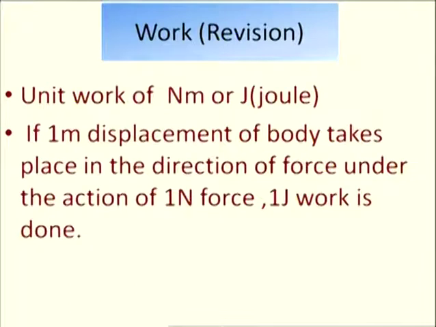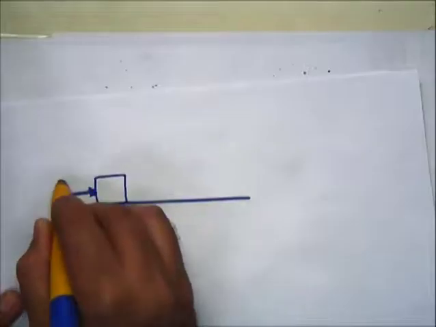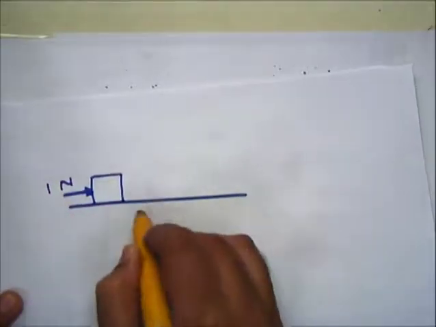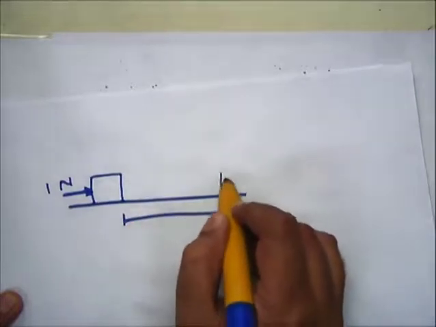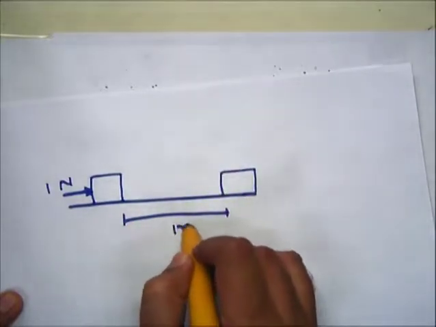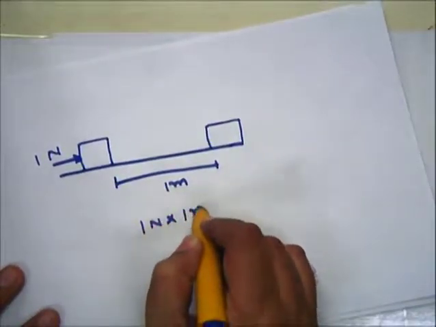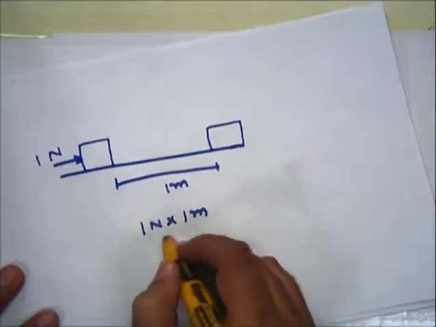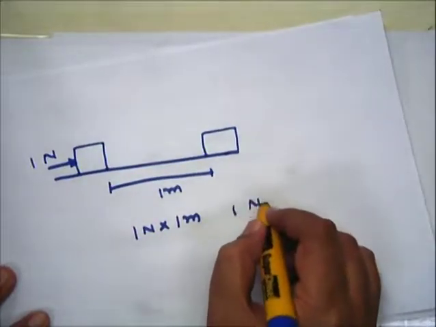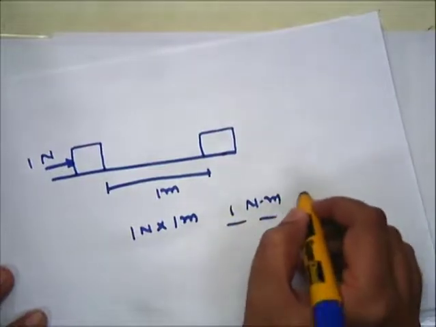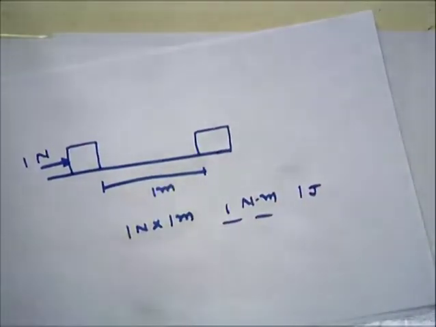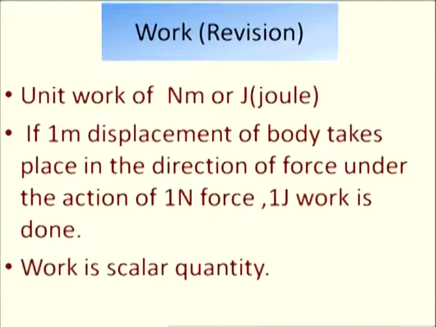So let us understand this. Suppose we are applying a 1 Newton force here and the body is displaced by a distance of 1 meter. So work done is equal to 1 Newton multiplied by 1 meter, that is 1 Newton meter, and 1 Newton meter is nothing but 1 joule. Work is a scalar quantity.